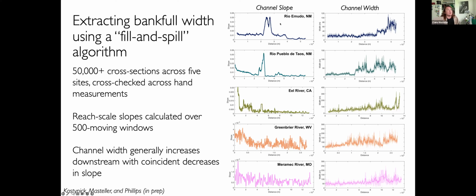And so this is what I'm showing you here. You can see in our slopes for our knickpoint channels, those knickpoints become very obvious with these very high excursions in slope. And for our lower gradient channels, we have a much smaller range of slopes, but we still have quite a bit of noise here. In channel width, we generally see that channel width increases downstream with these coincident decreases in slope across all of our catchments.